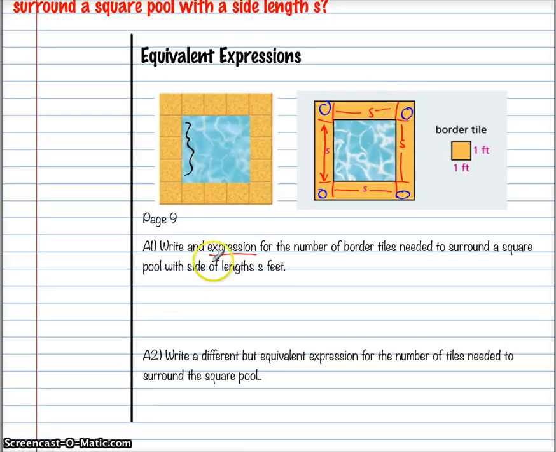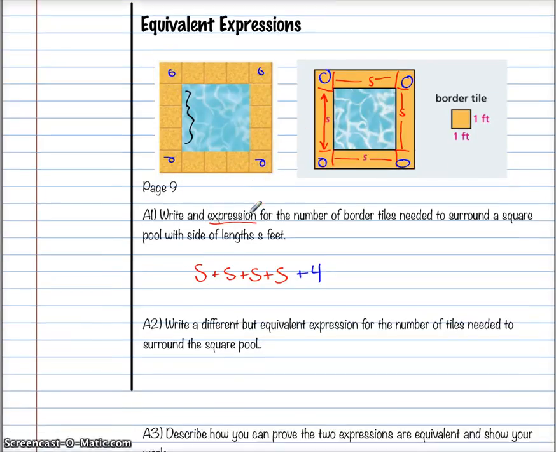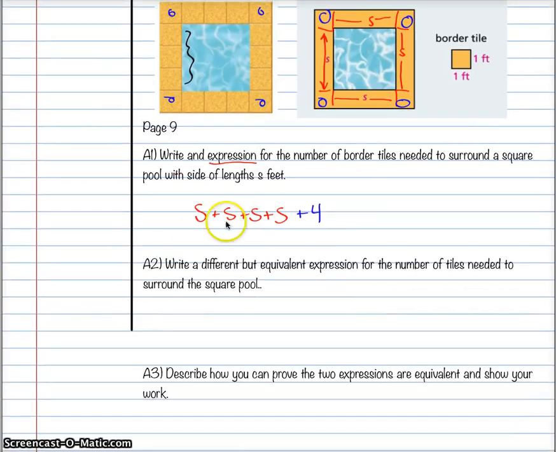So my equation is going to be S plus S plus S plus S plus 4. Why? There's 4 extra tiles each time around. There's 1, 2, 3, 4. In this one, there was 1, 2, 3, 4. Every single time, there's 4 tiles that aren't included in the side lengths. Now, I don't have an equal sign here, and it's because it's asking for an expression.